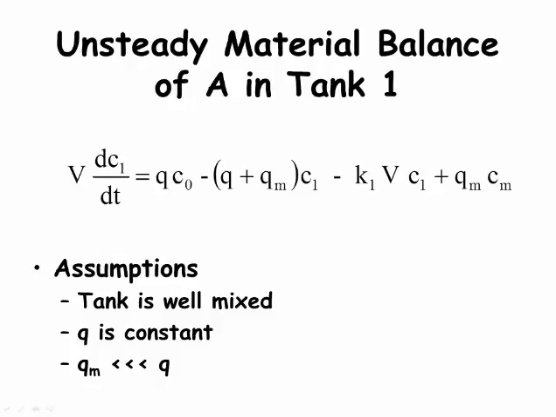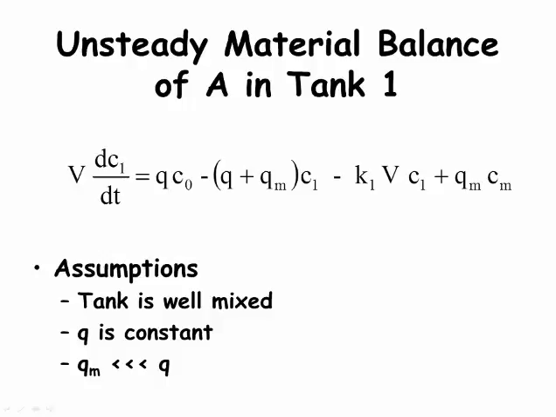The next term is negative and describes the amount of reactant A leaving through the flow leaving tank 1, Q plus QM. QM is the flow from tank A. In a little bit we are going to assume that QM is much smaller than Q and we will neglect it, but for now we will include QM.